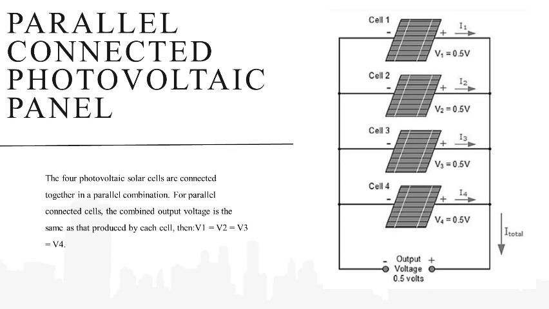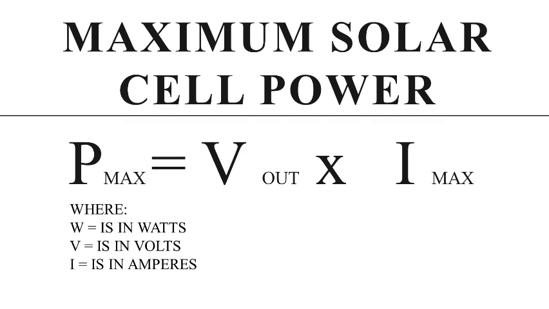Parallel connected photovoltaic panel. Four photovoltaic solar cells are connected together in parallel combination. For parallel connected cells, the combined output voltage is the same as that produced by each cell. Then V1 is equal to V2 is equal to V3 is equal to V4. For the maximum of a solar cell, we have this formula: P max is equal to V out multiplied by I max, where P is in watts, V is in volts, and I in amperes.